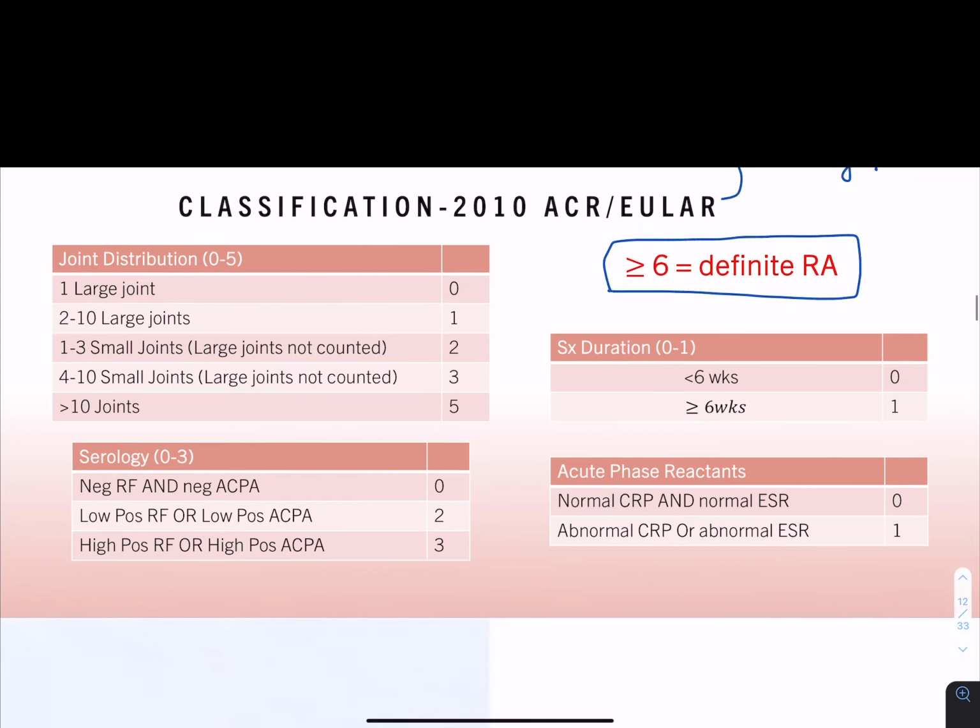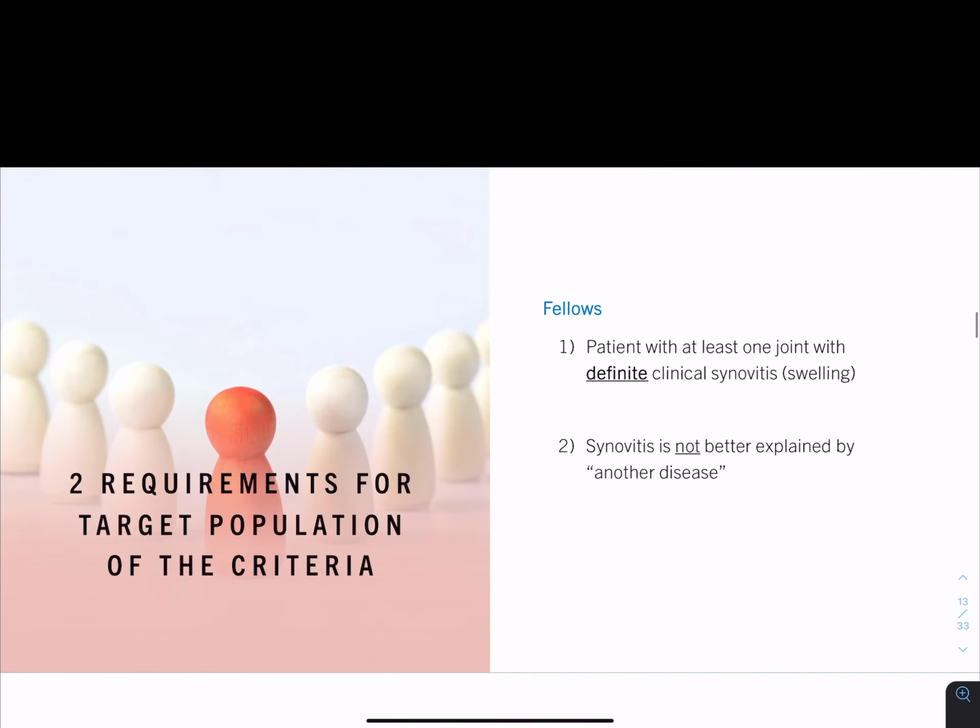There are 2 requirements for the target population of the criteria. Number 1, patients need to have at least 1 joint with definite clinical synovitis. Number 2, the synovitis is not better explained by another disease.